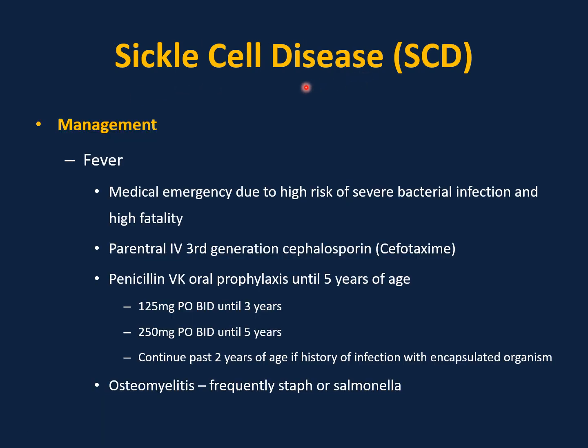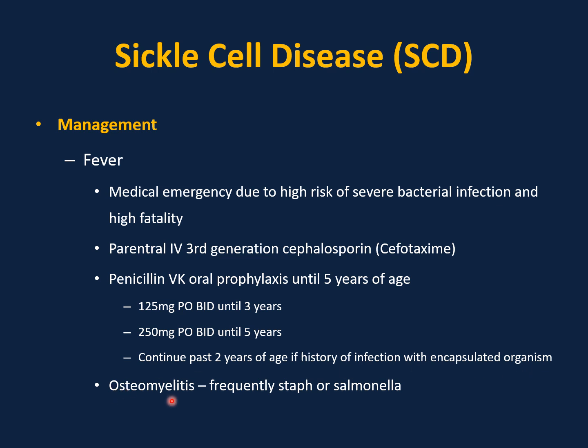All providers caring for children must be familiar with the management of sickle cell disease. Any infant or child with a history of sickle cell disease who presents with fever must be taken seriously. This is considered a medical emergency due to the high risk of severe bacterial infection and a high fatality rate. Parenteral IV antibiotics must be started immediately: IV third generation cephalosporin, cefotaxime or ceftriaxone. Penicillin VK prophylaxis is very important until 5 years of age: 125 mg twice a day until 3 years of age, then 250 mg by mouth twice a day until they are 5 years of age. You continue for an additional 2 years if there is a history of encapsulated organism infection.